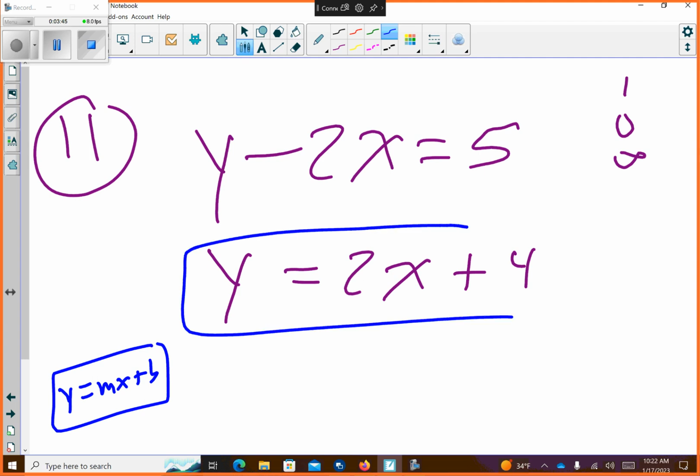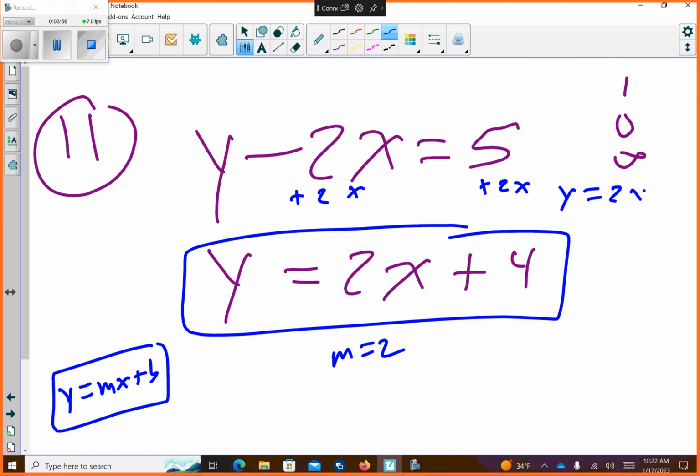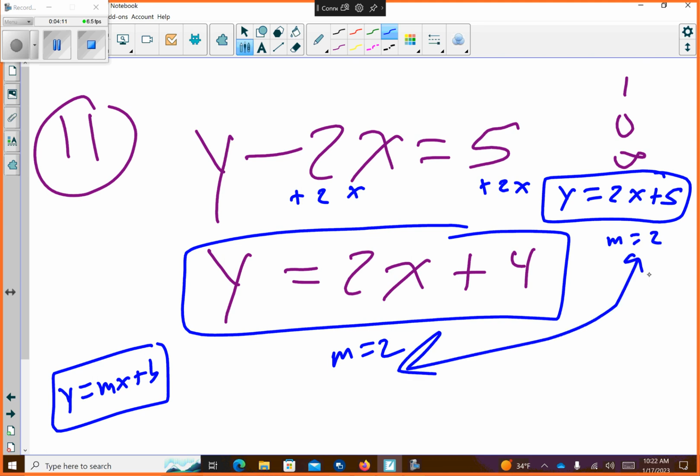So this one is already set up for us. The slope of this first one is just 2. Agree? The second one, I'm going to add 2x to both sides, and this becomes y equals 2x plus 5. What is the slope of this one? 2. So friends, the slopes are the same. Agree? So is y equals 2x plus 5 and y equals 2x plus 4 the exact same equation? No. So it's not infinite solutions. So that means we have 0 solutions.